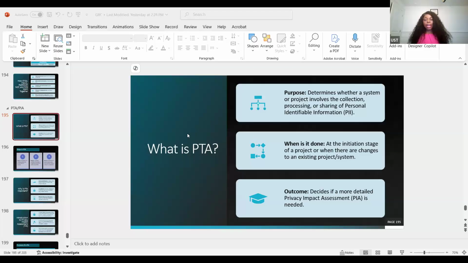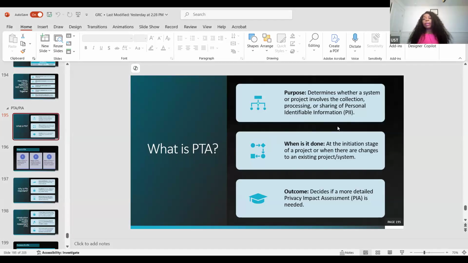So let's quickly go over this concept. This is something that we covered already. I don't think we're really going to spend much time here. For example, we'll talk about PTA. First, what is PTA? PTA stands for Privacy Threshold Analysis. And what's the purpose? First, it determines whether a system or project involves the collection, processing, or sharing of personally identifiable information, PII. And PII could be your home address, your first name, your last name, your date of birth, email addresses, your kids' information, whatever information it is, right? So that's to tell us.